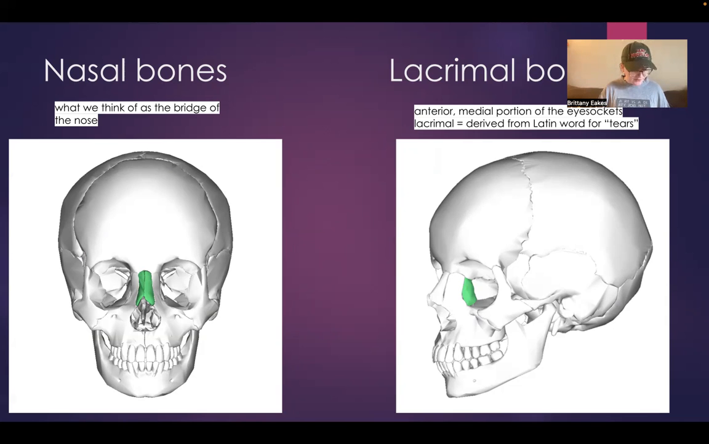The lacrimal bones, these are a pair. These are the smallest bones of the face, and they are posterior and lateral, so towards the back and sides, to the nasal bones, and they form part of the medial wall of each orbit. Each of these lacrimal bones contains a lacrimal fossa, which is a vertical tunnel formed with the maxilla, and this is where tears pass into the nasal cavity. Lacrimal is derived from the Latin word for tears.